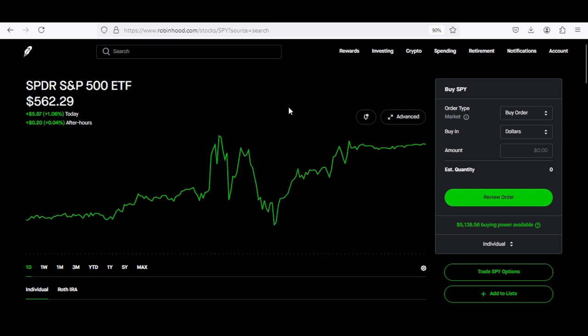Now, anyone can use options trading in order to generate some extra income. And it does not matter whether you have a small account or you have a big account. There's option strategies that could suit both.